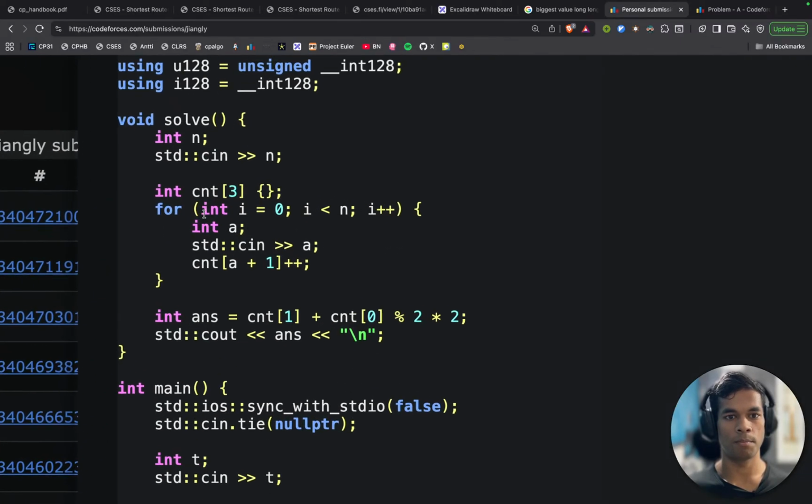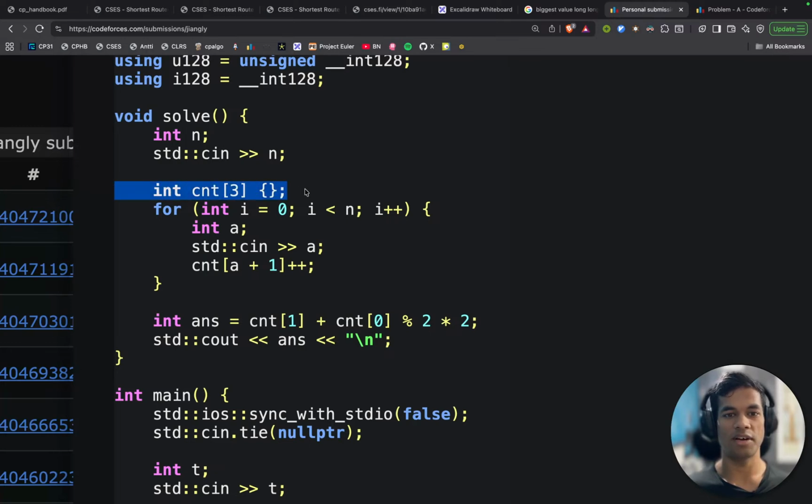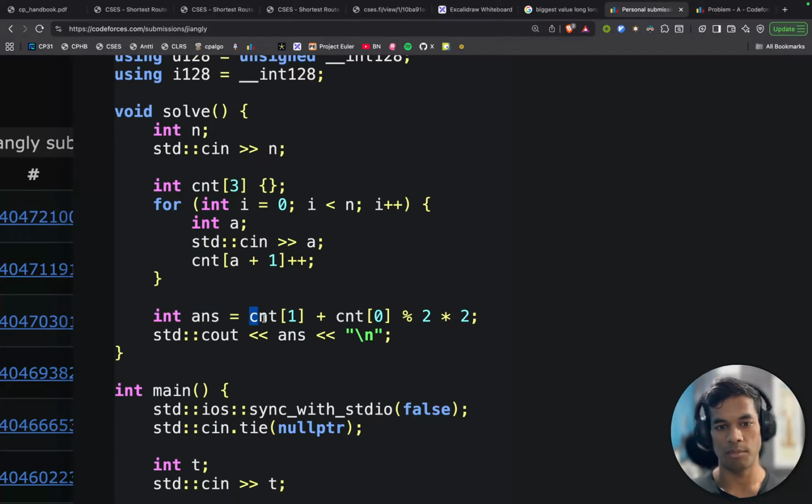So he takes in the number, then he takes a simple normal static array of size 3 and he declares a inside the loop that he's running, and a standard cin into a, and a plus 1 plus plus. And if a is minus 1, then the zeroth thing will be increased by 1. If a is 0, then the value at index 1 will be increased. And if a is 1, then the value at index 2 will be increased. And that is amazing. And then answer equals the number of zeros we have plus take remainder of the number of minus ones we have and multiply that by 2 and return the answer.